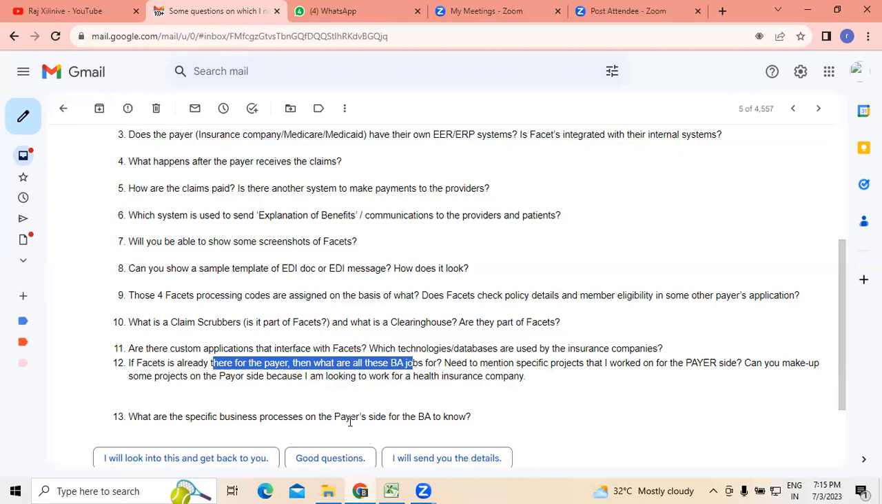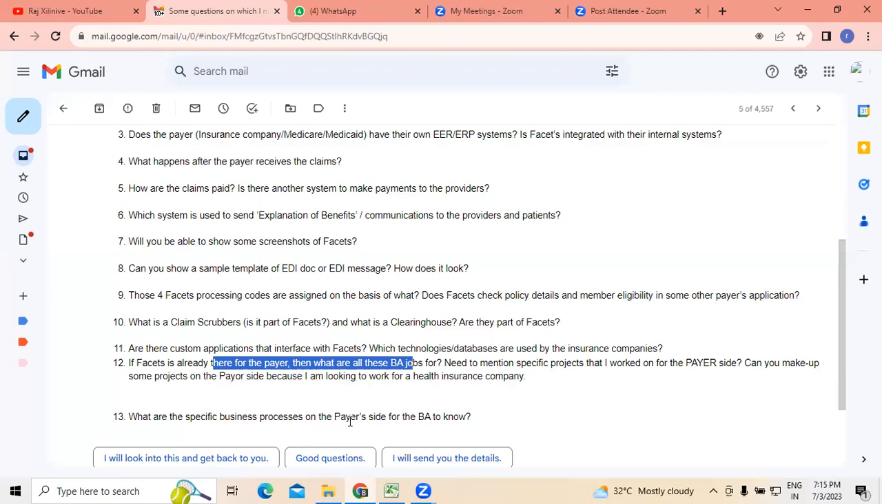Point number two, understanding the impact of the existing system and its configurations. You need to understand the existing systems, if any.